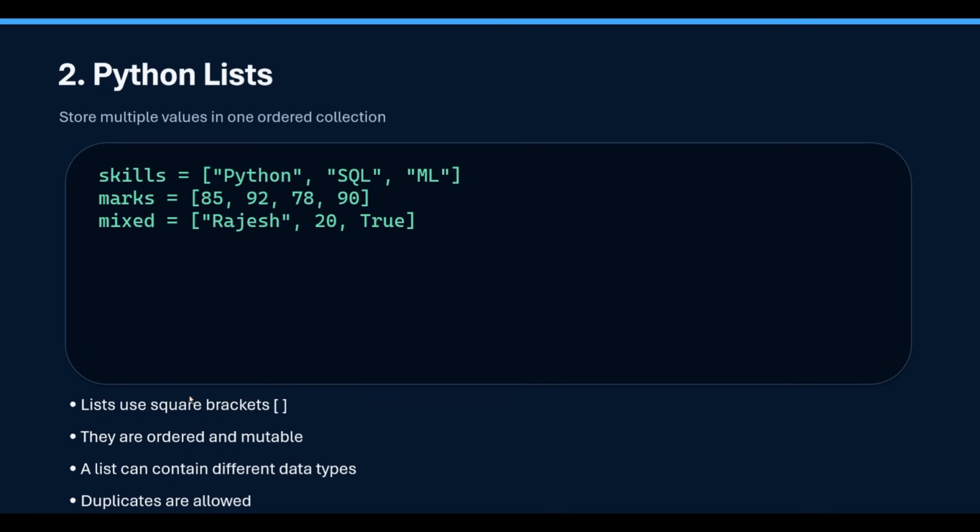square brackets. As we know that strings are immutable, but in this case the lists are mutable and ordered, and they can be duplicated. So if you want to write Python 2 times in the same list, you can do that. That is allowed. So now let's come to the next slide.